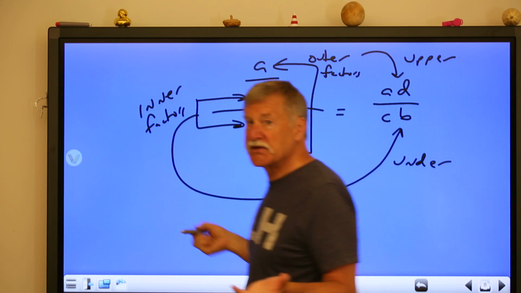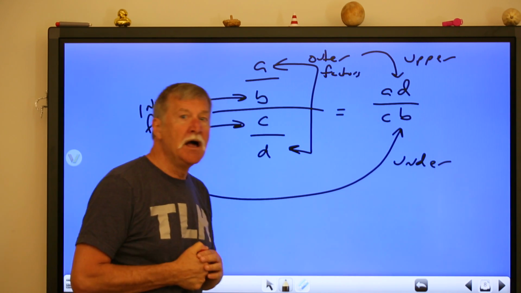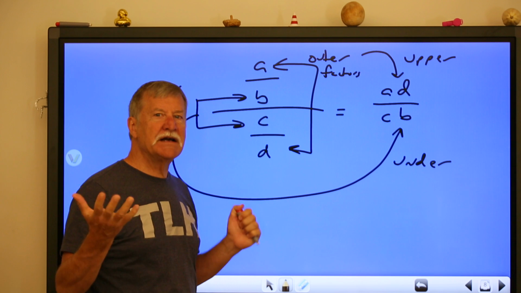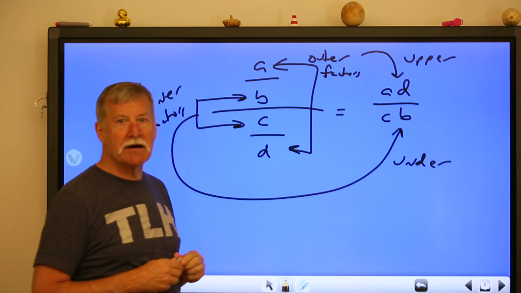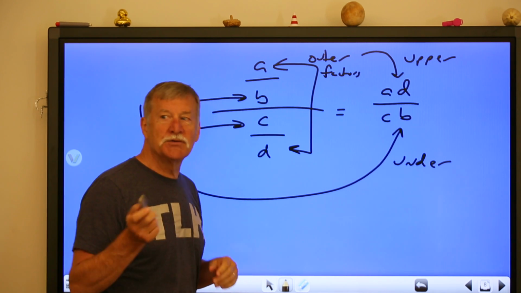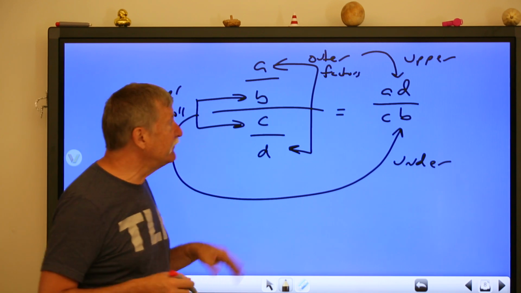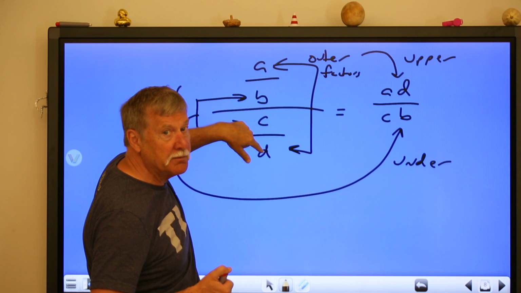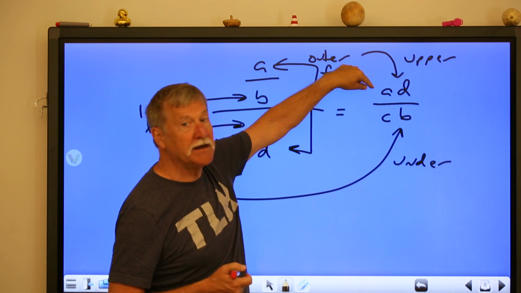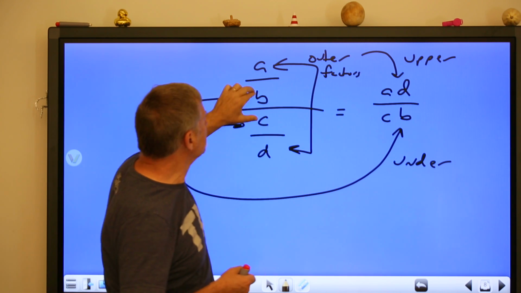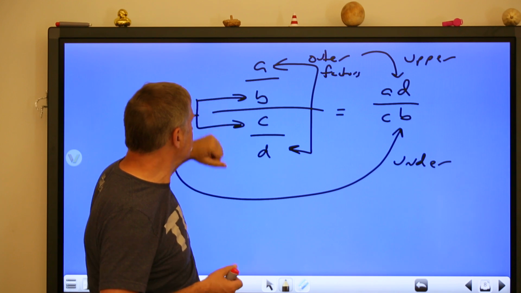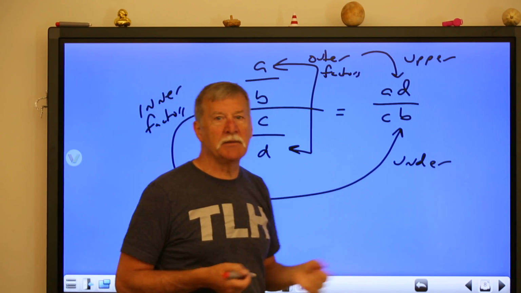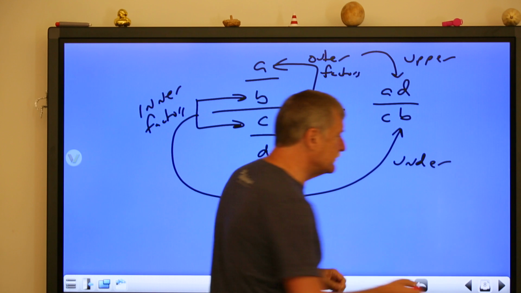All right, this works exactly the same in algebra. You'll be a class genius when you try to explain outer, upper, inner, under to your high school classmates who have never heard of that before. And you see that you simply take whatever's on top and bottom, the outermost factors, they get multiplied together to make the numerator. The innermost factors, B and C in this case, get multiplied together to make the denominator, and then you make sure it's in simplest terms.